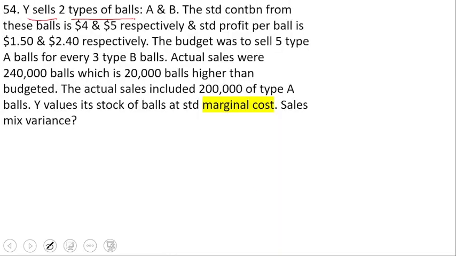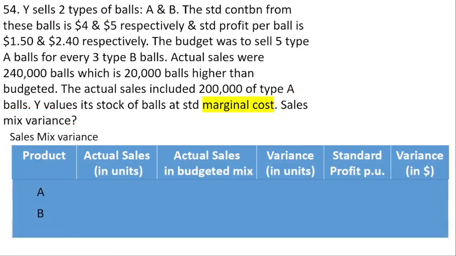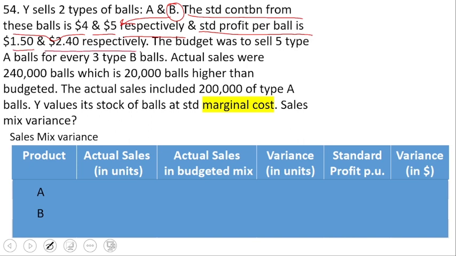Y sells two types of balls, A and B, and you're asked to find out the sales mix variance. So we will just copy the table. So while reading the question itself, we'll enter the details in the format. So these are the two products A and B. The standard contribution from these balls is $4 and $5 respectively. So we know that B is the more profitable product, and standard profit per ball is $1.5 and $2.4 respectively.